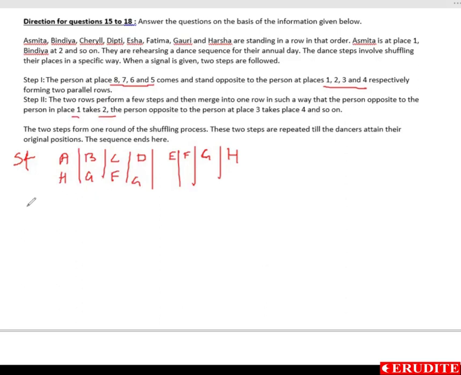So now this is after step 1. This is starting. After step 1. After step 2, what will it become? A, H, B, G, C, F, sorry, this was E. C, F, D, E, which is the end of round 1. Clear?